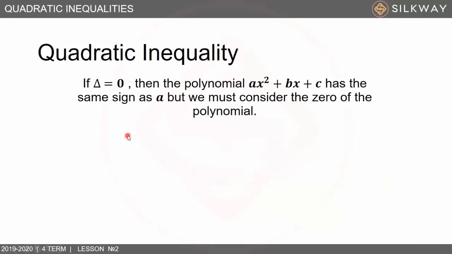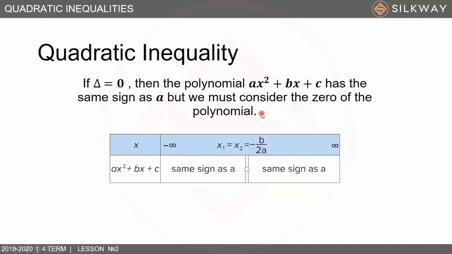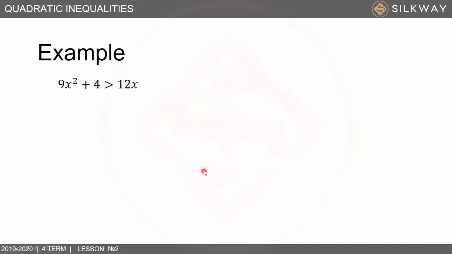Okay, second statement: if the discriminant is equal to 0, then the polynomial ax squared plus bx plus c has the same sign as a, but we must consider the zero of the polynomial, okay? Here we have a double root because our discriminant is equal to 0, and our signs are the same as a, okay? Let's look at one example.